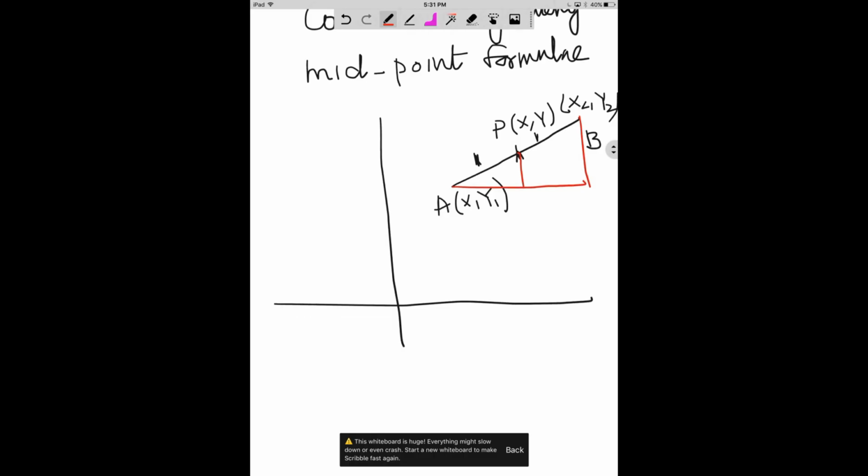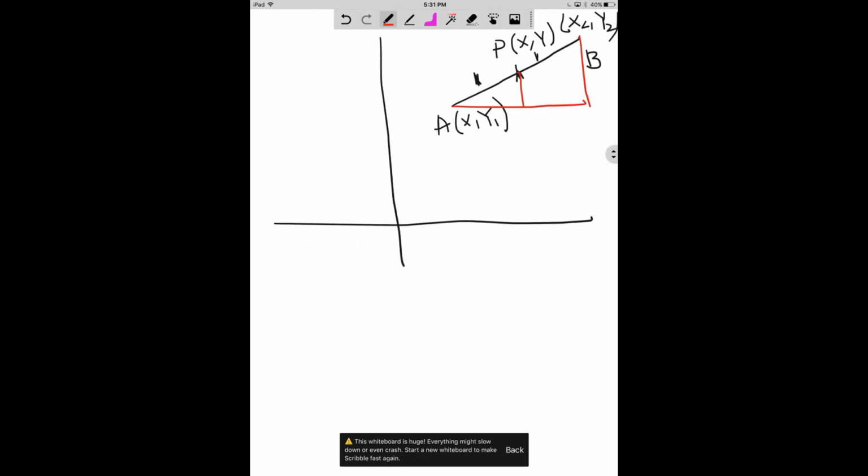So draw a triangle ABC, a right angled triangle. And draw a perpendicular from P to the base AC. Let the perpendicular to the base meet at the point Q.